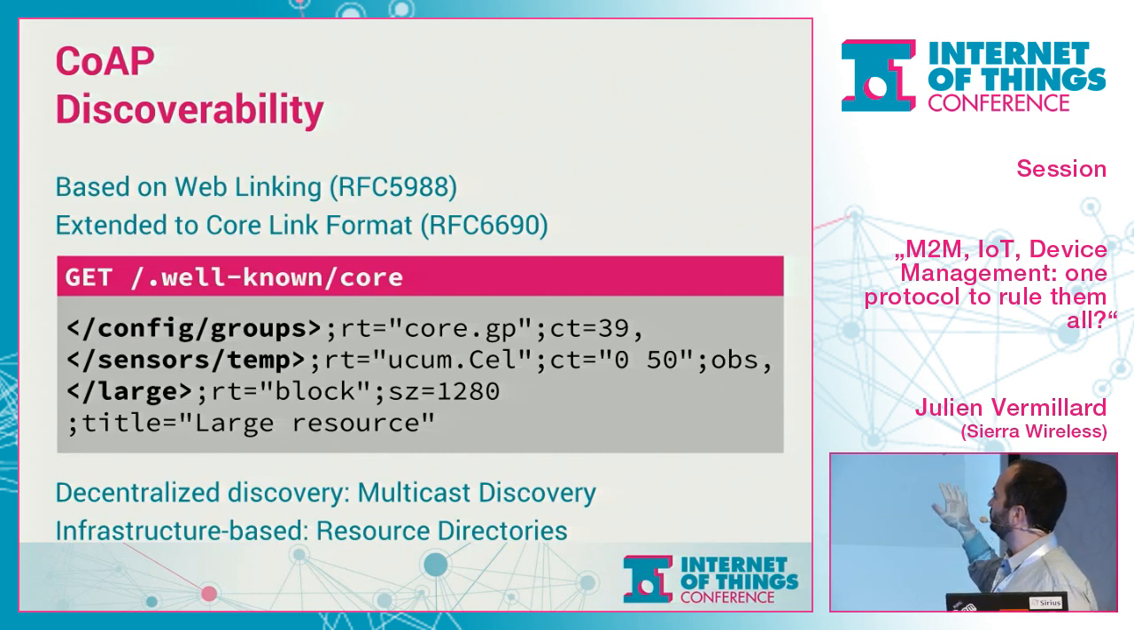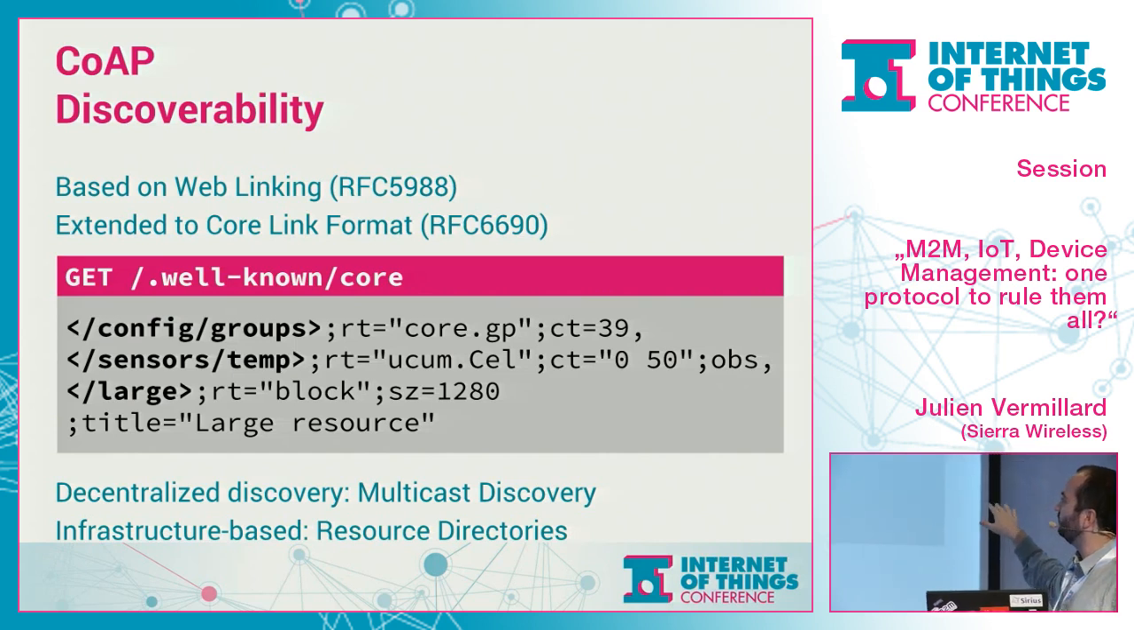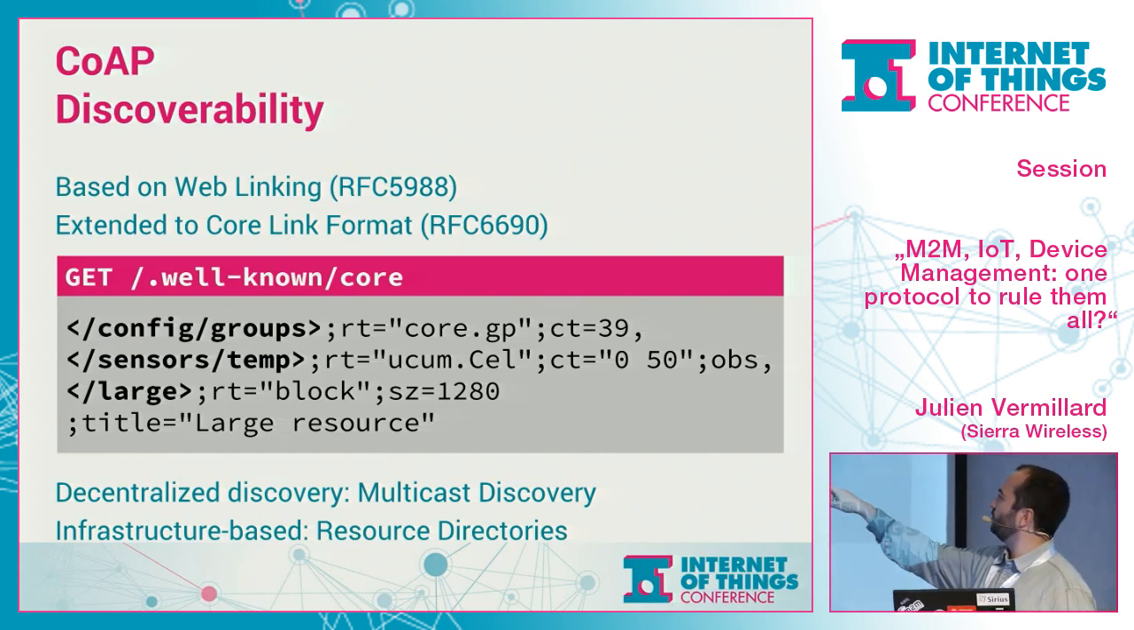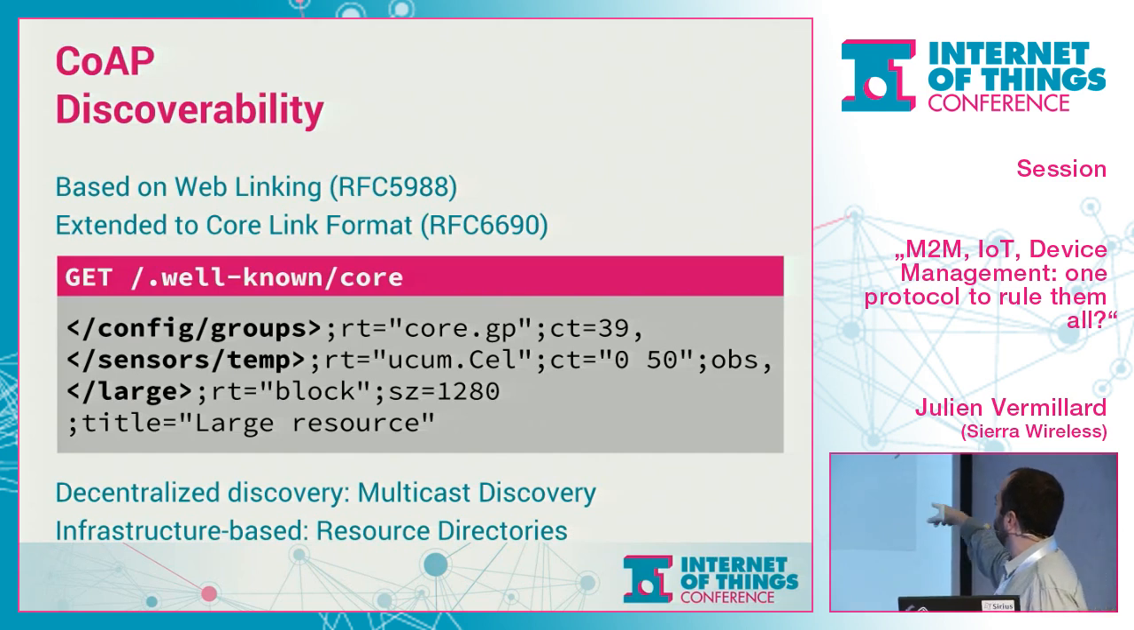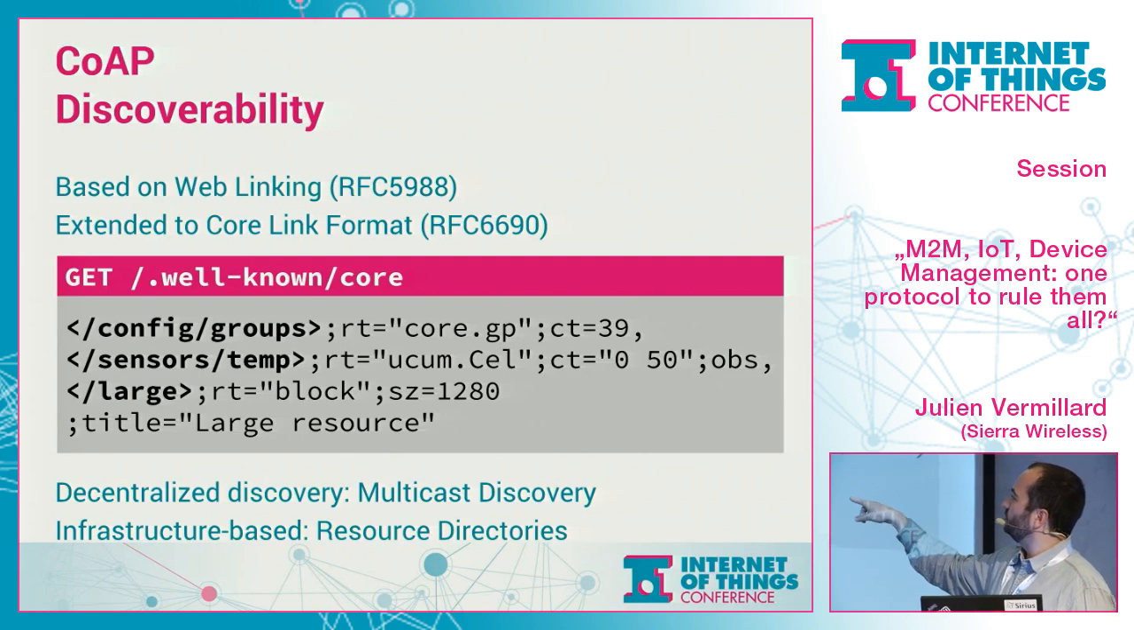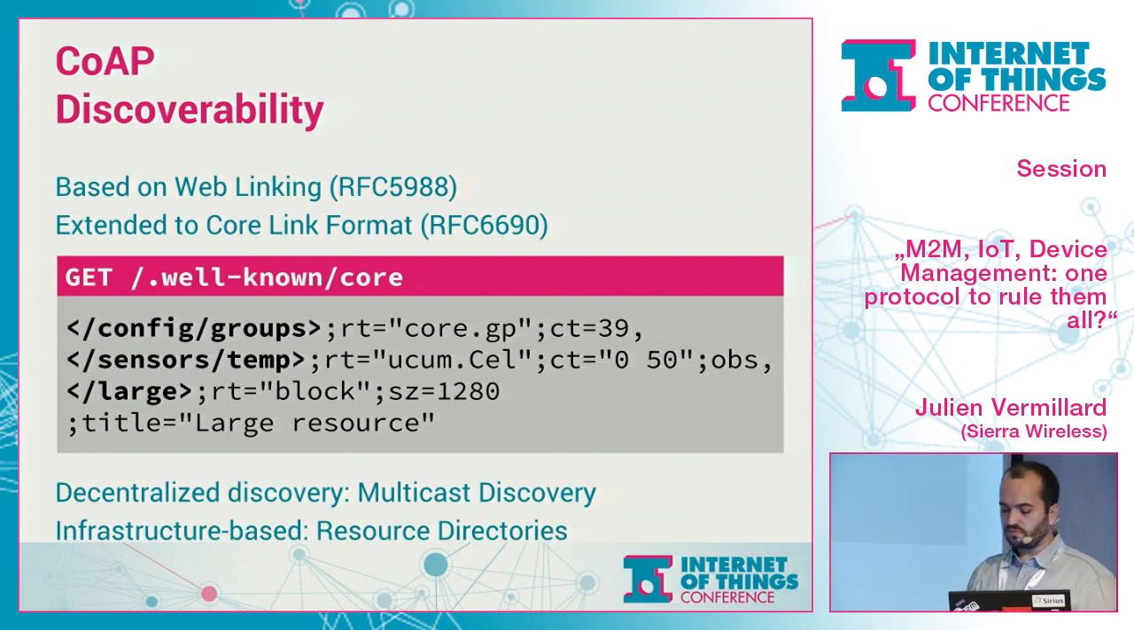You can put an option for saying, okay, you can observe this value. In this example, you have a temperature. So you say, okay, it's an international unit of measure, Celsius. It's between 0 and 50, and you can observe it. Or maybe they can provide you the max size of the object, this kind of information.